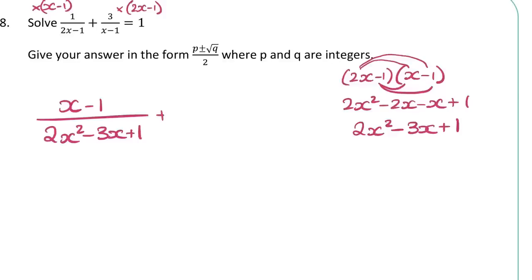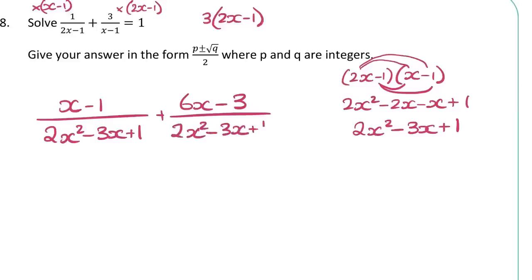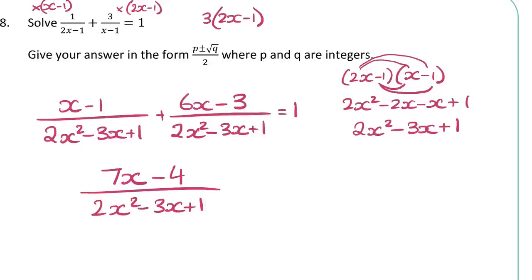We're adding to that a second fraction, which we are multiplying by 2x minus 1. So that's going to be, I'm going to write this to the side, 3 lots of 2x minus 1, which is 6x minus 3, and that's all over 2x squared minus 3x plus 1. And that's all equal to 1. There we go. So I need to add these two fractions together. When we add them together, we've got 6x and 1x, that's 7x. Negative 1 add negative 3 is negative 4. So there it is as a single fraction now, over 2x squared minus 3x plus 1.